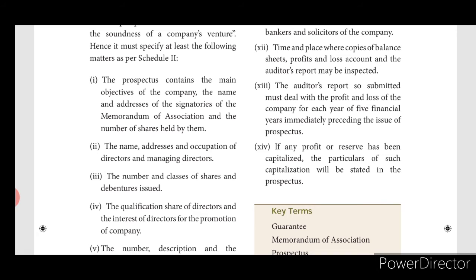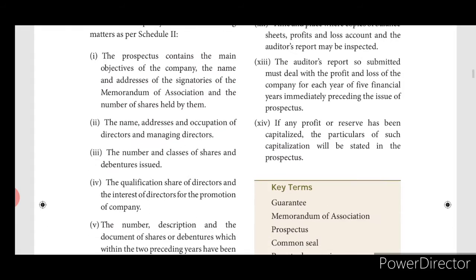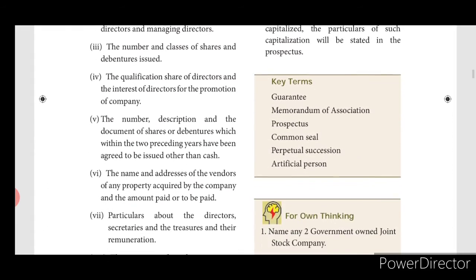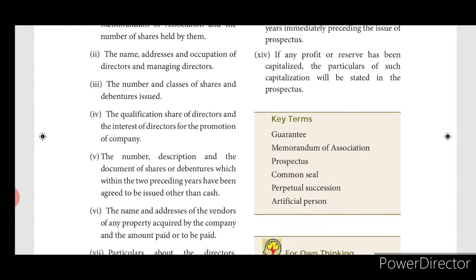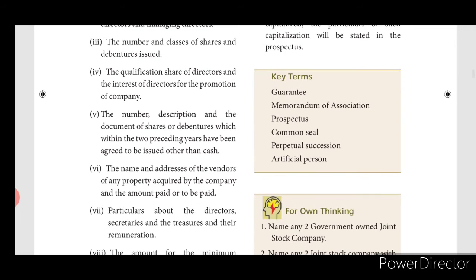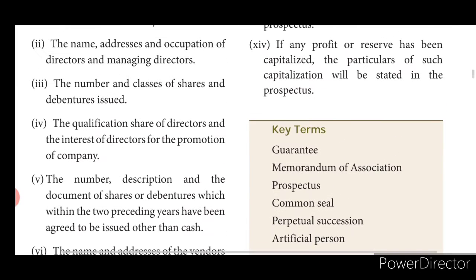Your name, your address of the company is there, your signature in the Memorandum of Association is there, and the number of the shares that are held by them, that also is there in your prospectus. Next one is name, addresses and occupation of the directors and managing directors. That must be there. The name and classes of shares and debentures issued, so that also should be there.